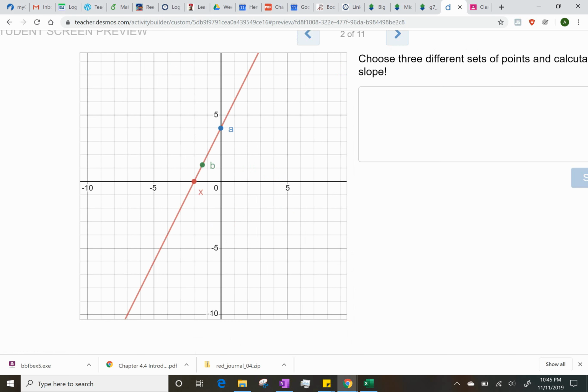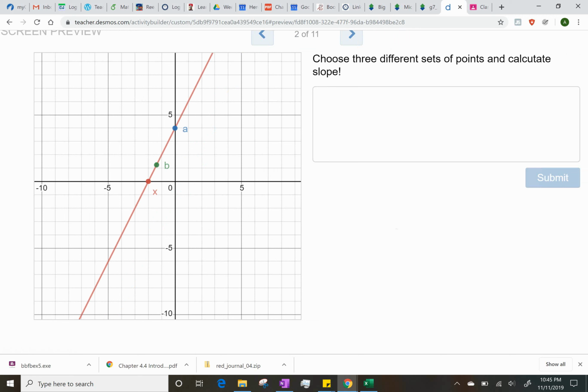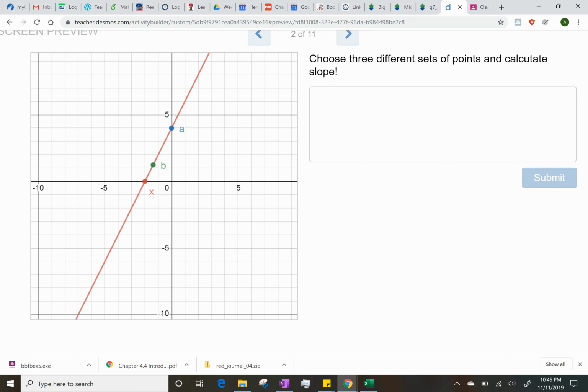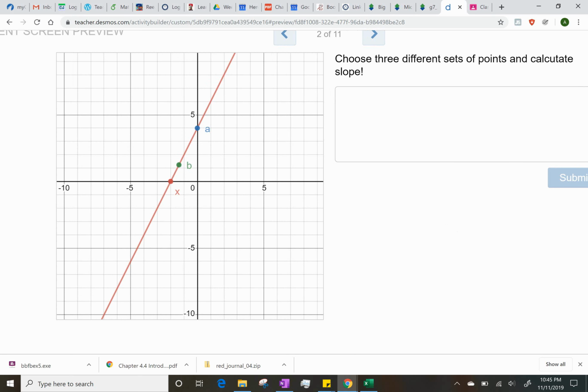Now the second one says choose 3 different sets of points and calculate a slope. So here I've given you 3 different points. I've given you X, I've given you B, I've given you A. So you do the same thing. You want to calculate the slope specifically. This one does go by 1, so if you want to do this, it's 1, 2, 3, 4 going up here. Oh, and if you click on it, it'll tell you where the points are at. That's kind of helpful here.